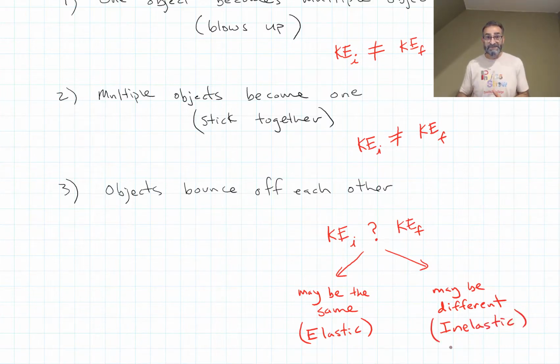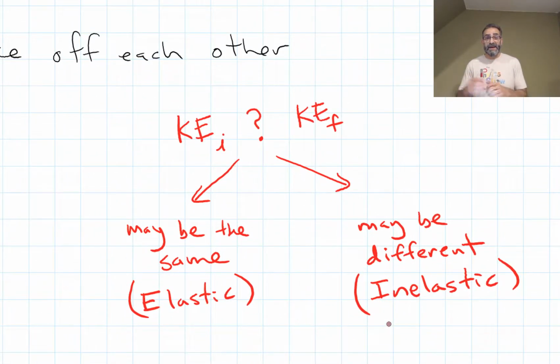So just to recap, if one object blows up and becomes multiple objects, we know for certain the kinetic energy is different before and after the collision. We know that is an inelastic collision. When objects stick together, we know for certain this is inelastic. The kinetic energy is not the same before and after. The tricky one is when objects bounce off of each other. We don't know. We need more information. It might be elastic. The kinetic energy might be the same before and afterwards. Or it might be inelastic. The kinetic energy might be different.